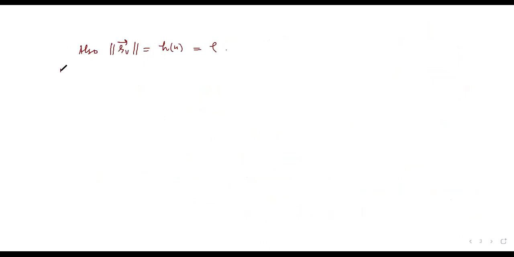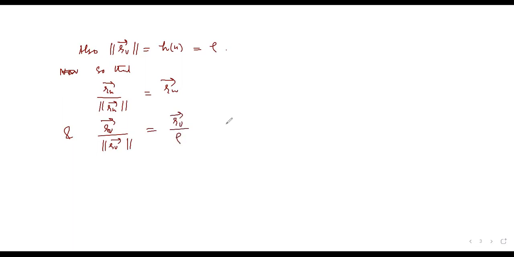Okay, now it implies that r_u by length of r_u जो कि 1 है, which is the same thing as r_u, and r_v divided by the length of r_v, which would be r_v divided by rho, are unit vectors tangent to the parallels and meridians respectively, जो कि मैंने शुरुआत में थोड़ा बताया था.